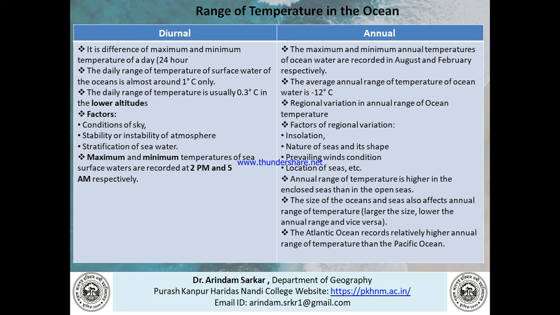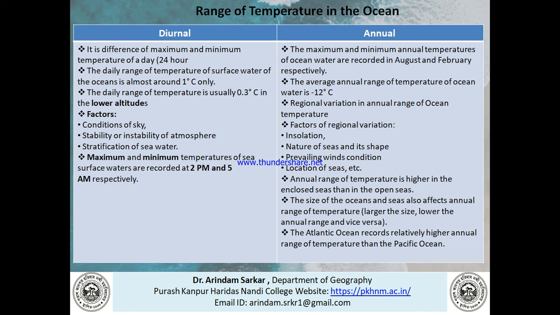Now the range of temperature in the oceans. We can experience two types of range, that is diurnal range and annual range. What is diurnal range? Actually, it is the difference of maximum and minimum temperature of a day. And what is annual range? Annual range is the maximum and minimum annual temperature of ocean water, recorded in August and February respectively.